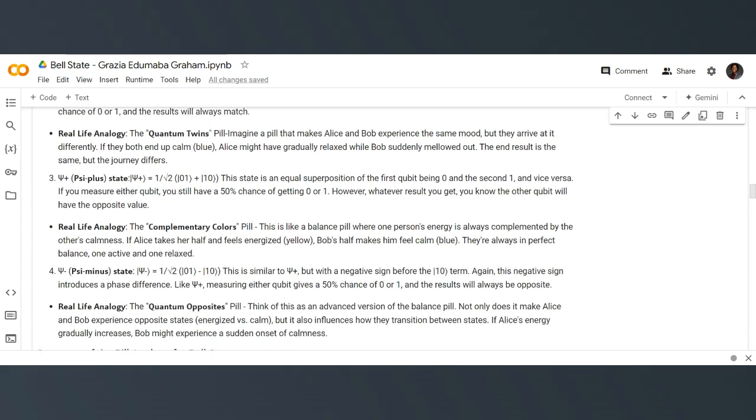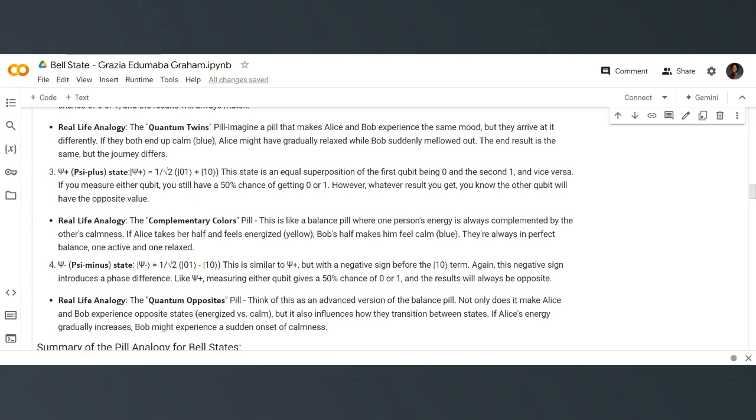For a real life analogy, we can call this one the complementary color pill. This is like a balance pill where one person's energy is always complemented by the other's calmness. If Alice takes a pill and feels energized, which is the yellow, Bob's half makes him feel calm, which is the blue. So they are always in perfect balance, one active and one relaxed. Unlike the other one, where either both of them are relaxed or both of them are energetic, right?